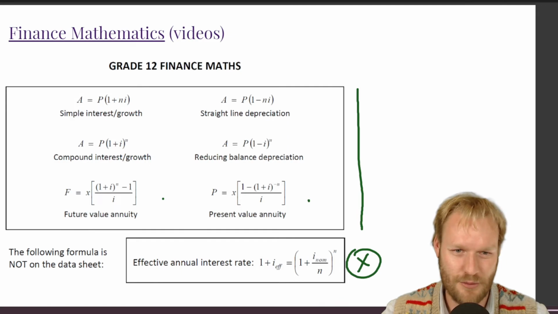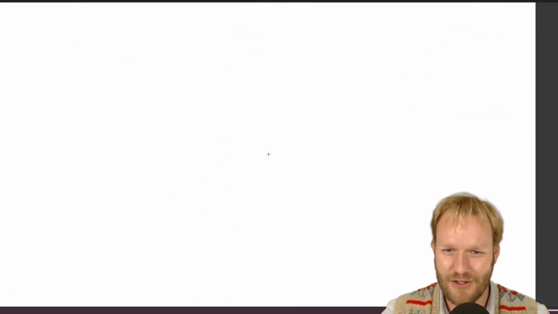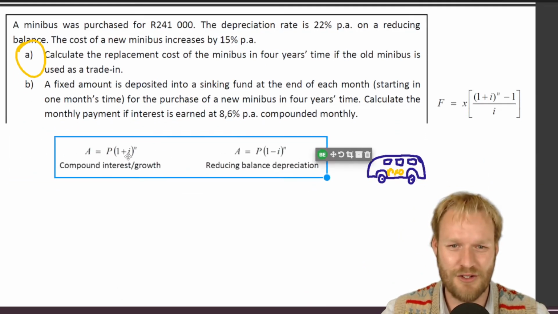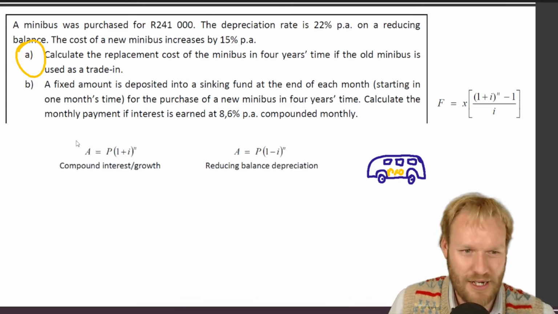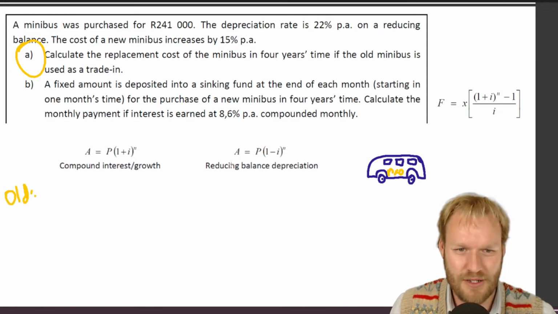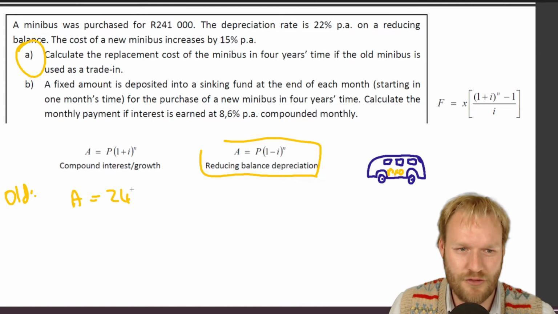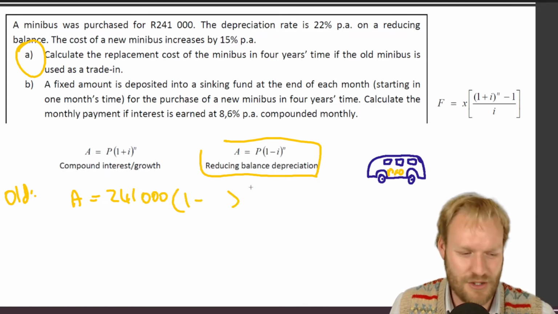So these two formulas here, if I just copy them, I know I can just scroll down until I see that beautiful picture. There it is. So these are the two things we've got for reference. Let's just describe what we're doing here. Our old minibus is going to be going down. So that is going to be 241,000 times (1 minus i) to the n.